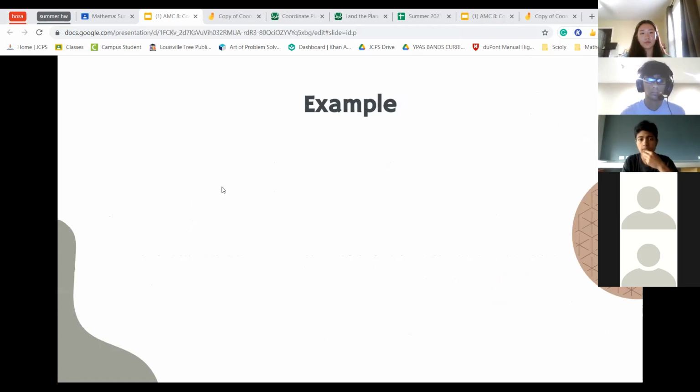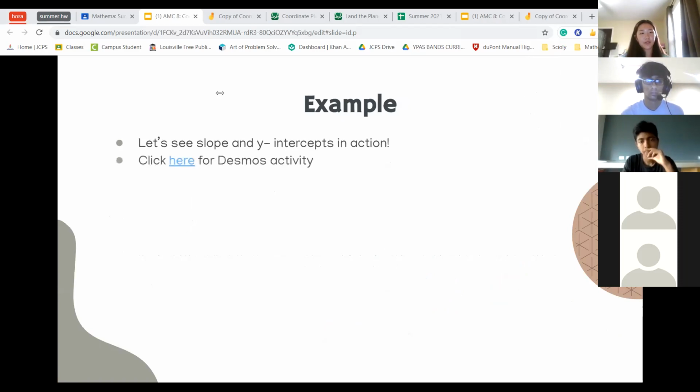Okay, so let's see the slope and y-intercepts in action. We're gonna focus on the y-intercepts more because, as Rishab said, those are the ones you see in the equation. We're first gonna put this link in the chat, and we're gonna give you guys like 5 minutes to play around with this.